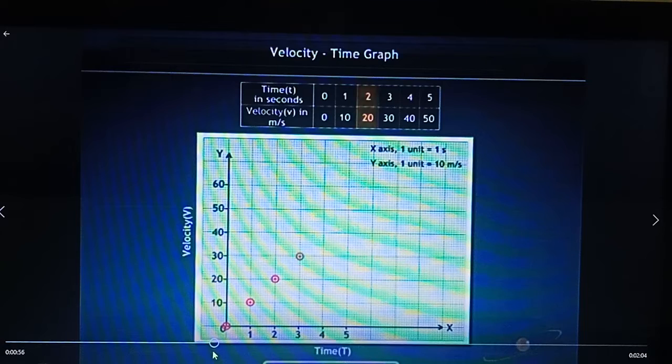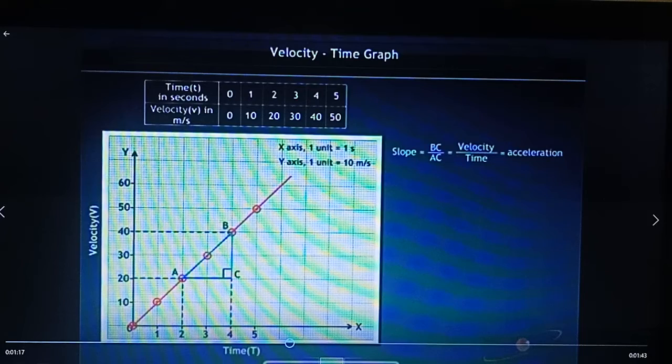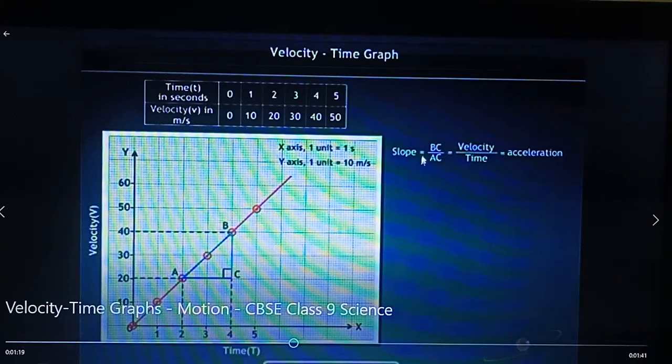Now start plotting the graph with the certain values. We will be getting a straight line. Again, this straight line means velocity is increasing. Drop the perpendicular on x-axis and y-axis and make a right angle triangle ABC so that we can calculate the slope of this graph. Now slope is equal to BC upon AC.